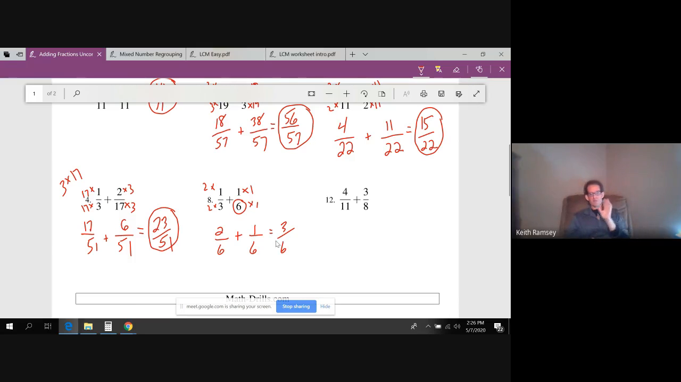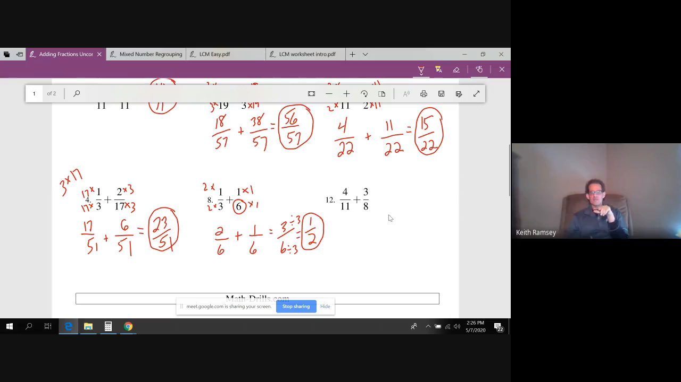Now remember, if you get to this point and you look at your numerator and it's a factor of the denominator, then just divide the top and the bottom by that number. So 3 divided by 3 equals 1. 6 divided by 3 equals 2. And so your reduced answer would be 1/2 for number 8.